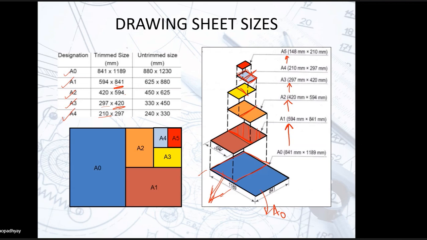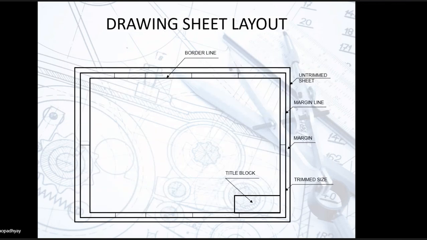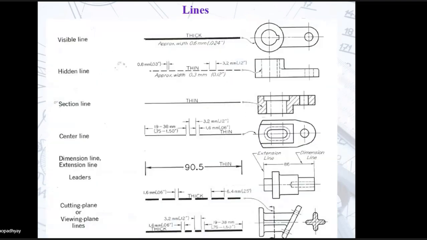Okay, say for A0 sheet, you should be having a B0 drawing board like that. So coming to the layout of the drawing sheet, this is again important for you because you have to prepare the drawing sheet in this manner. Okay. Just a minute, let me check.